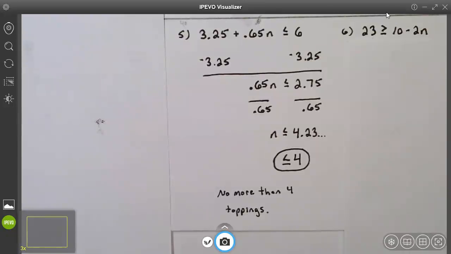Number 6 is not a word problem. Give number 6 a try. Solve and graph.